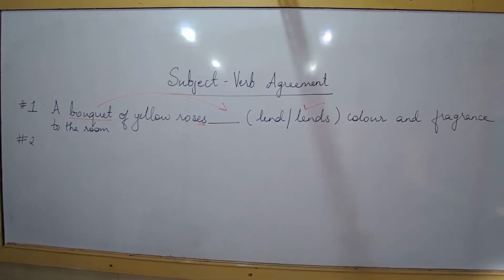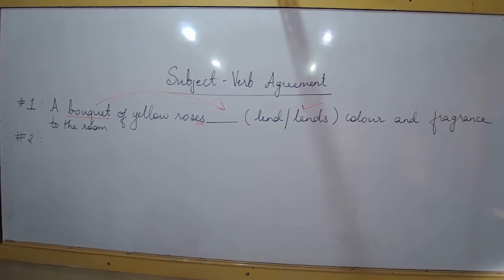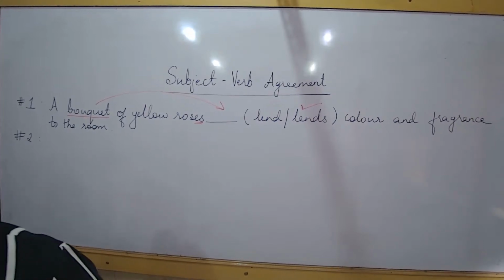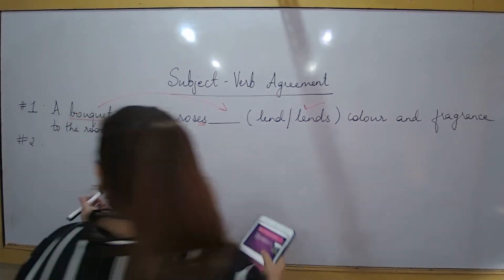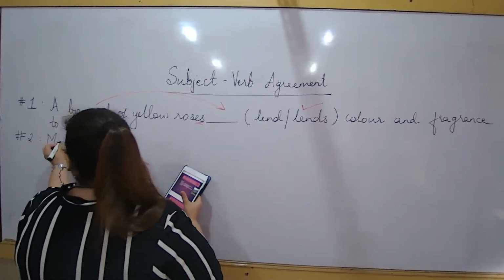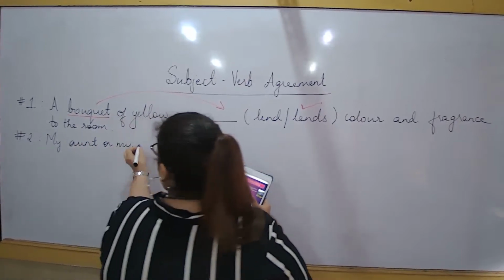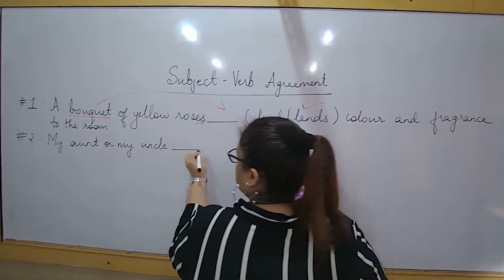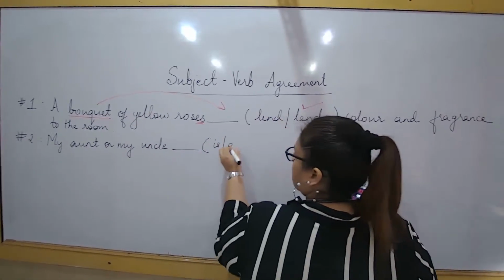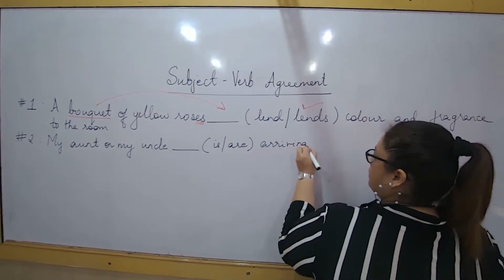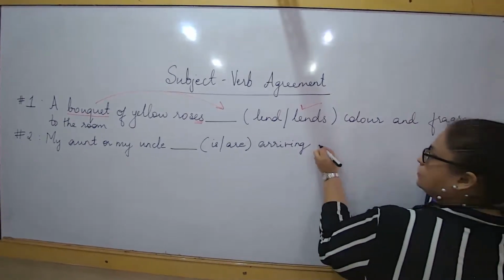So what is this? Two singular subjects connected by or, either or, neither nor. What verb will it be? They will have a singular verb. Write the sentence. My aunt or my uncle dash is or are arriving today.